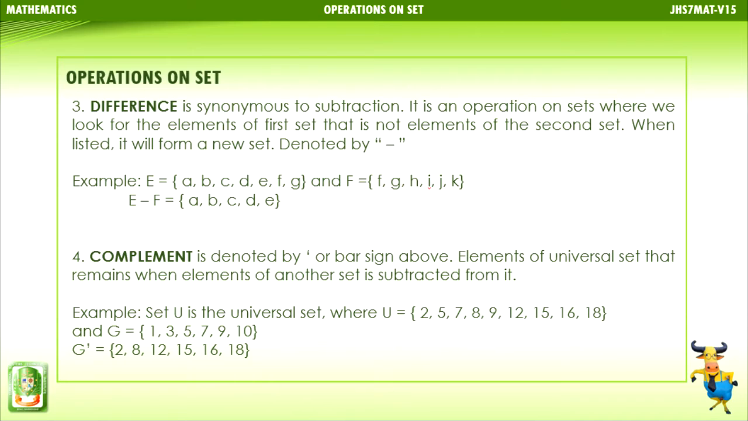Set G is a set containing elements 1, 3, 5, 7, 9, and 10. G complement now is a set containing elements of U when elements of G are removed from it. The elements of set G complement are 2, 8, 12, 15, 16, and 18.